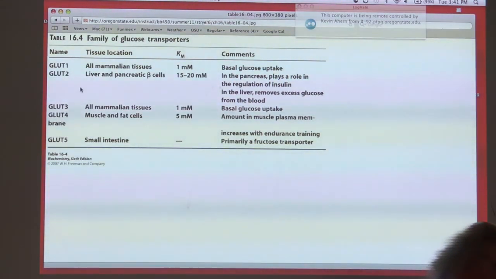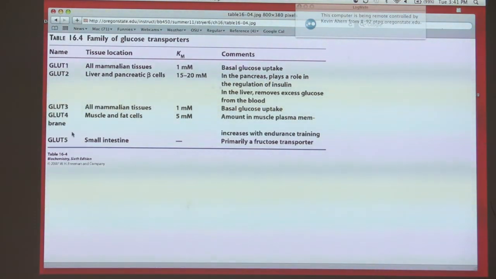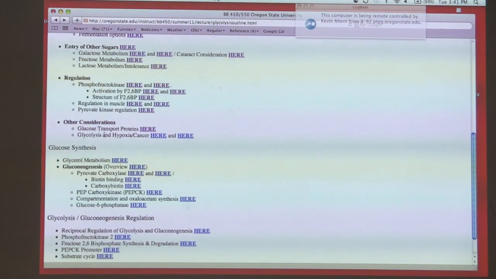And GLUTs, as you can see, our body has several different GLUTs. Some of them are specialized. Some of them are present almost all the time. Others are present in specific tissues for specialized purposes, as you could imagine. Well, glucose transporters are important for the next thing I want to talk about, which is an interesting phenomenon known as hypoxia.